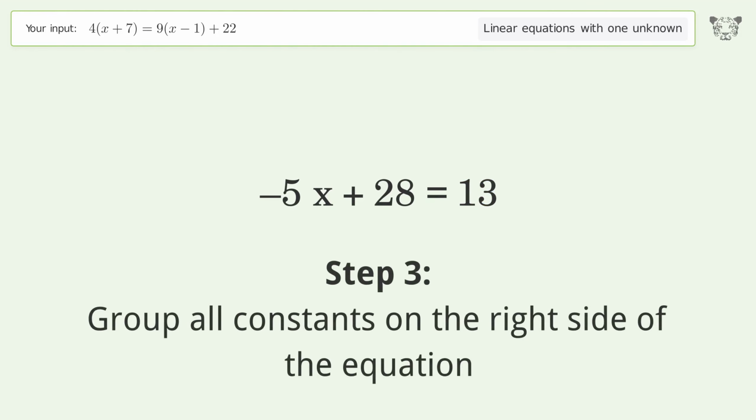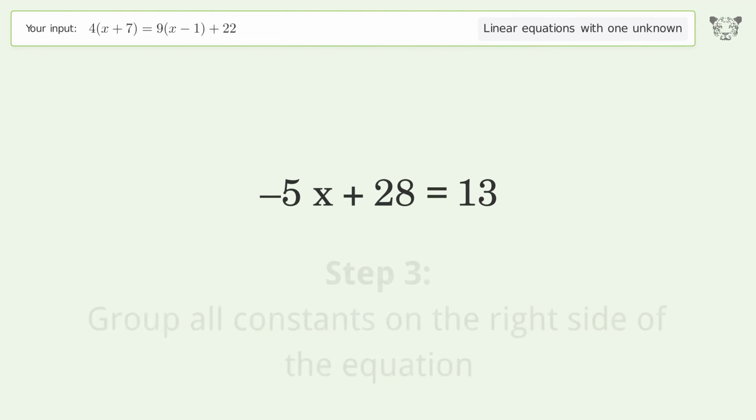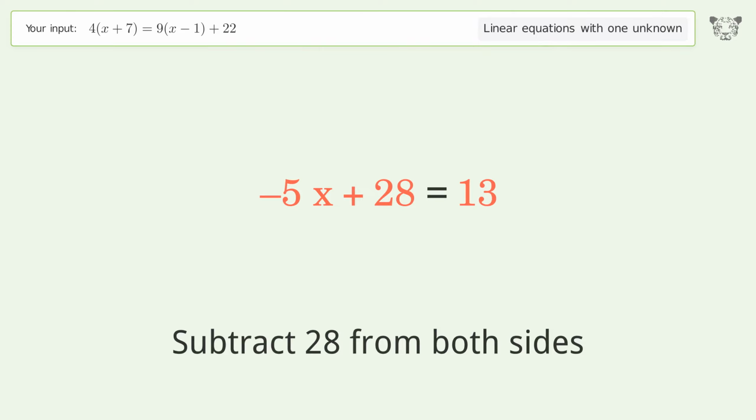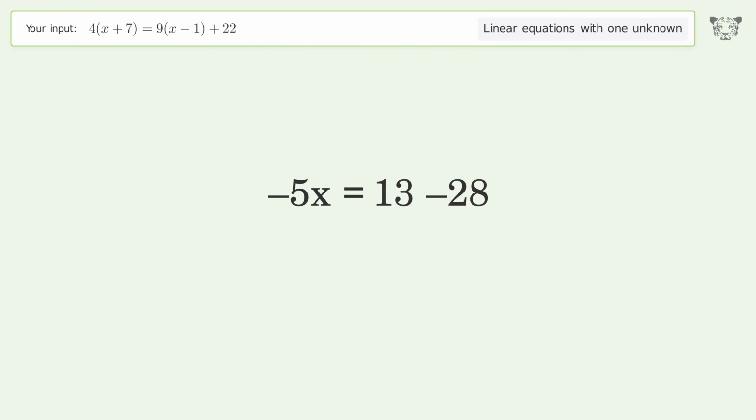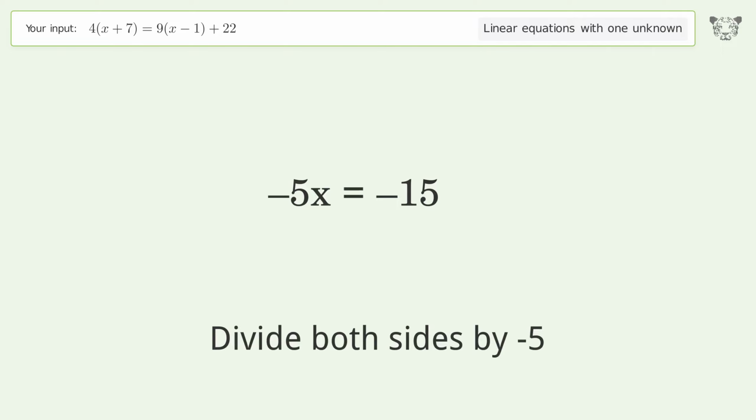Group all constants on the right side of the equation. Subtract 28 from both sides. Simplify the arithmetic. Isolate the x. Divide both sides by -5.